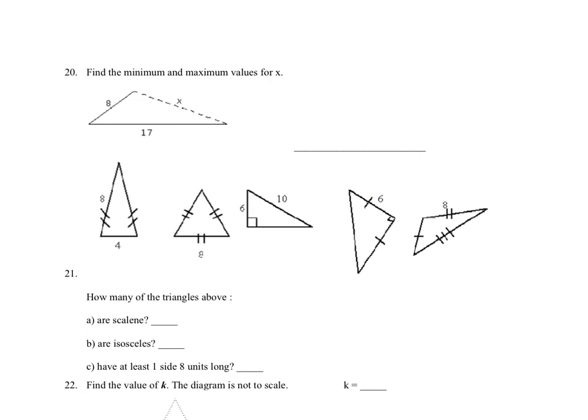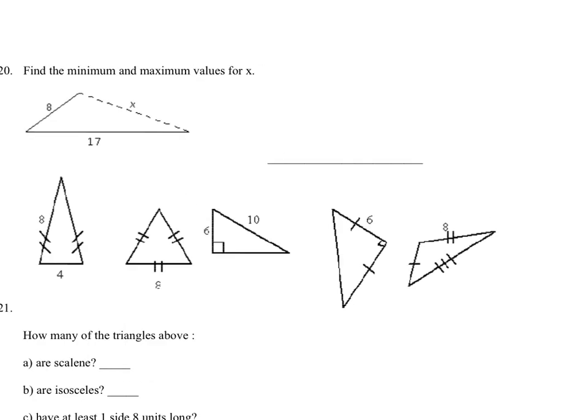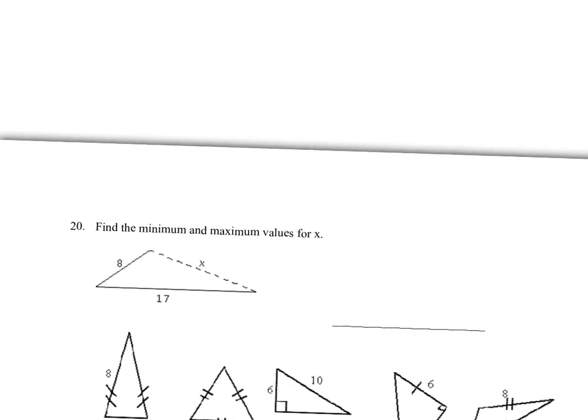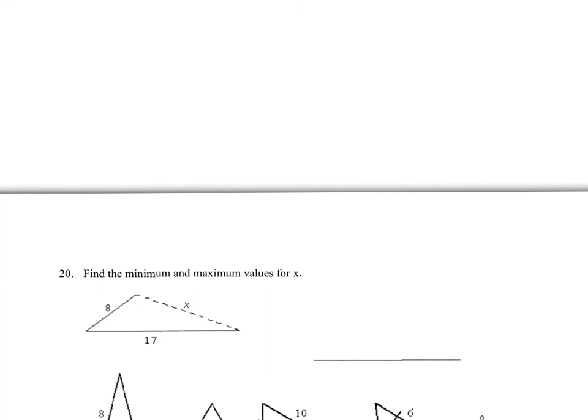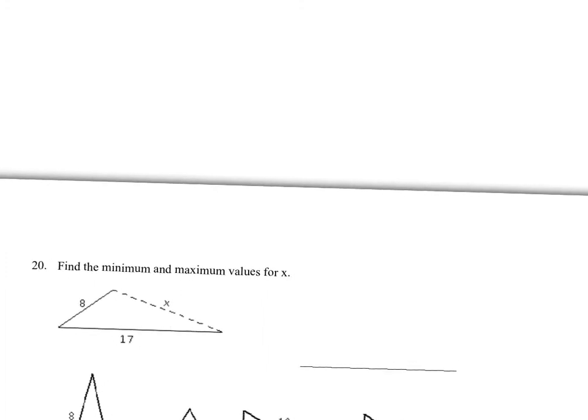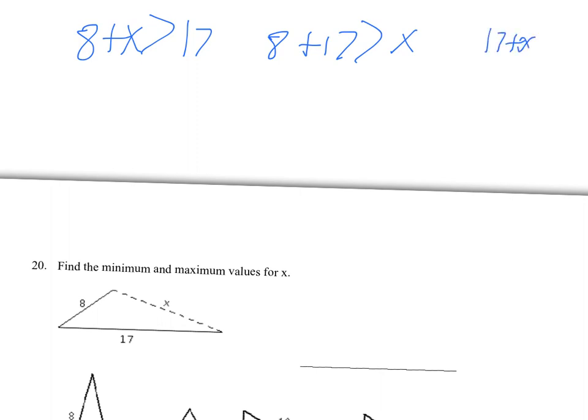Alright, here we're looking for the range of x values. What we're going to do is we're going to set up three inequalities of all the possible sums that we can get. So we can say 8 plus x has to be greater than 17. We're going to say 8 plus 17 has to be greater than x. And the last one would be 17 plus x is greater than 8.